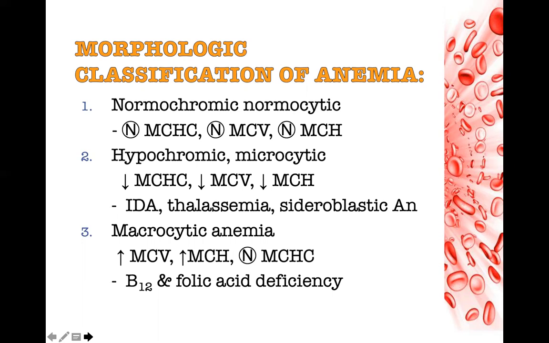So TICS, T-I-C-S. And then macrocytic anemia, if the indices are, of course, higher than the normal ranges, you see this mostly in what we call macrocytic or megaloblastic anemia, exemplified by cyanocobalamin and folic acid deficiency.